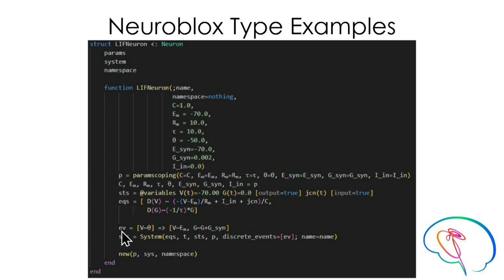Because this is an integrate-and-fire neuron, we need to do the spiking manually, exactly how you did with the GKVS neuron in the morning. So in our system definition here, we just pass the spiking event as a discrete event. And again, the same call to new. This is basically all you need to write a new Blox.